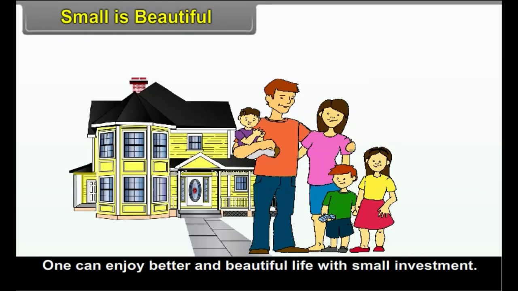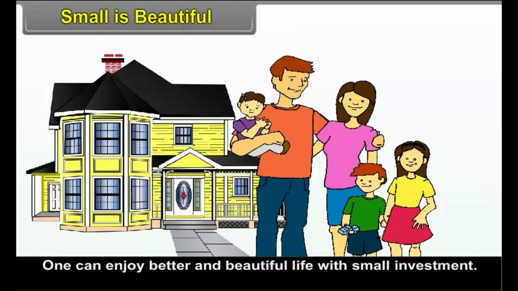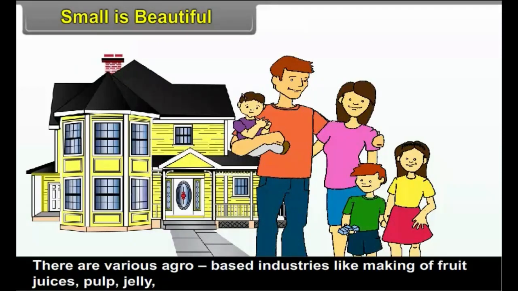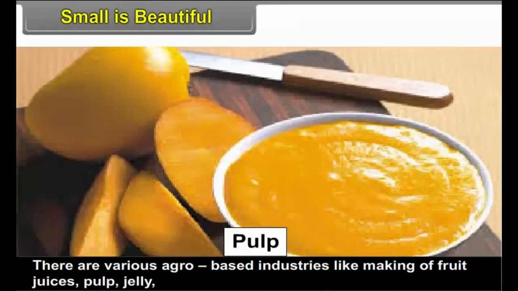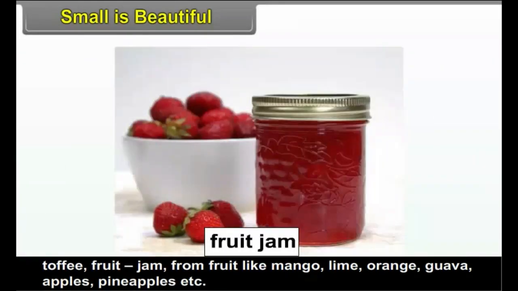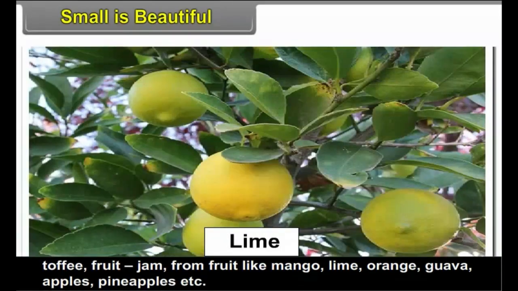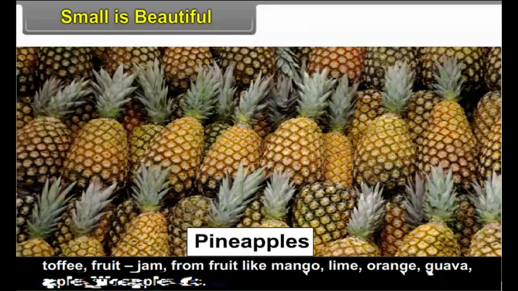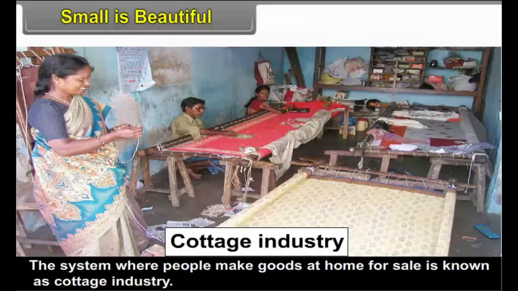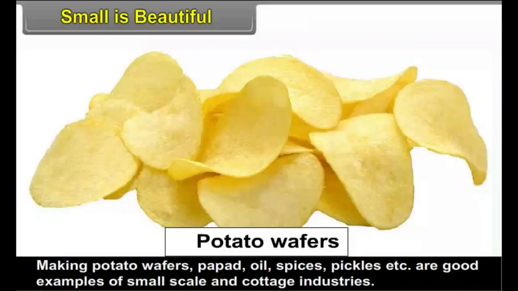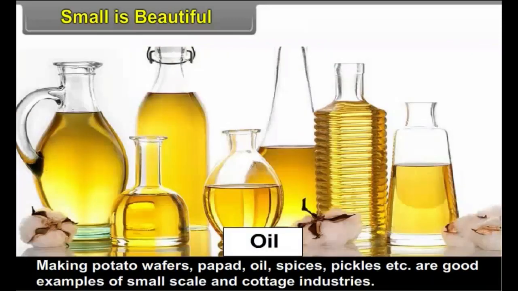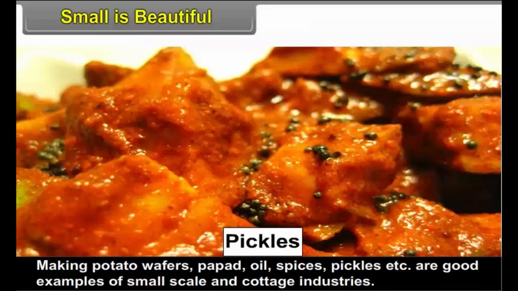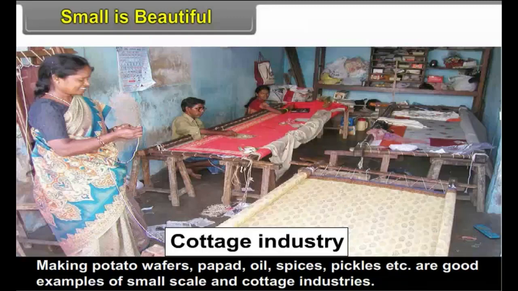Small is beautiful. One can enjoy a better and beautiful life with small investment. There are various agro-based industries like making of fruit juices, pulp, jelly, toffee, fruit jam from fruits like mango, lime, orange, guava, apples, pineapples, etc. The system where people make goods at home for sale is called cottage industry. Making potato wafers, papad, oil, spices, pickles, etc. are good examples of small-scale and cottage industries.